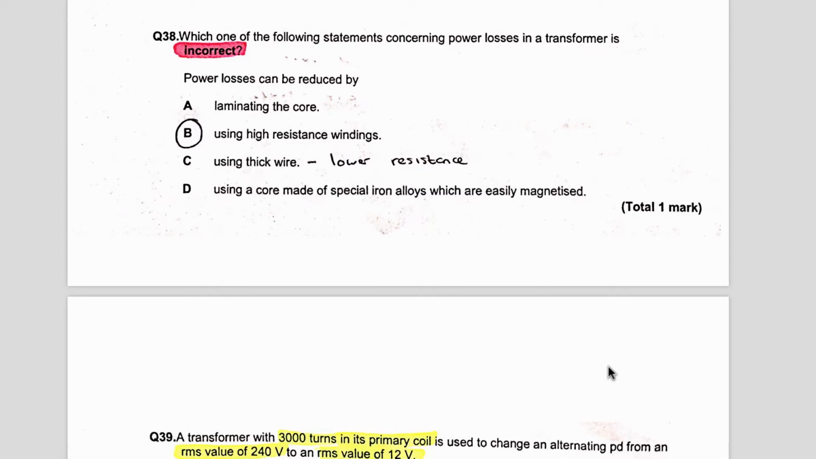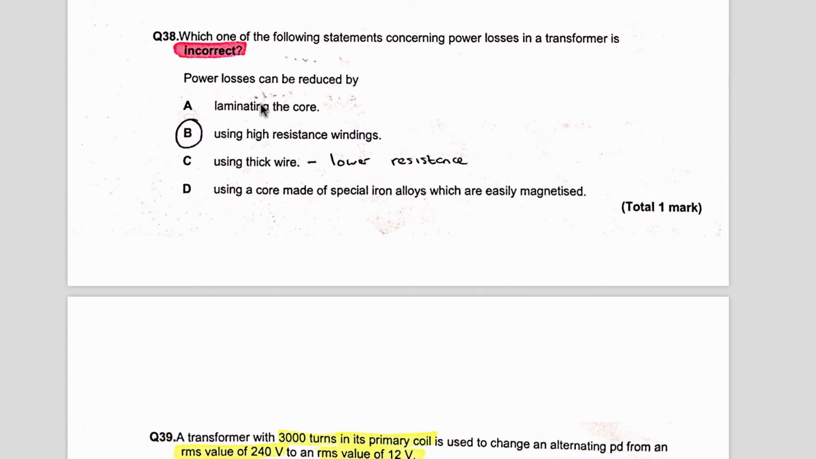Okay, so these are questions number 38 and 39, the last two questions of the magnetic fields homework booklet. In question number 38, we're asked which one of these four statements concerning power losses in a transformer is incorrect. This is very similar to a question that we've had before. So looking at this, power losses can be reduced by A, laminating the core.